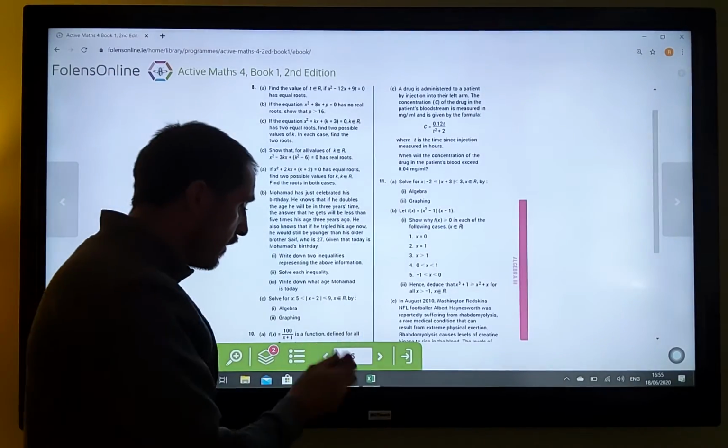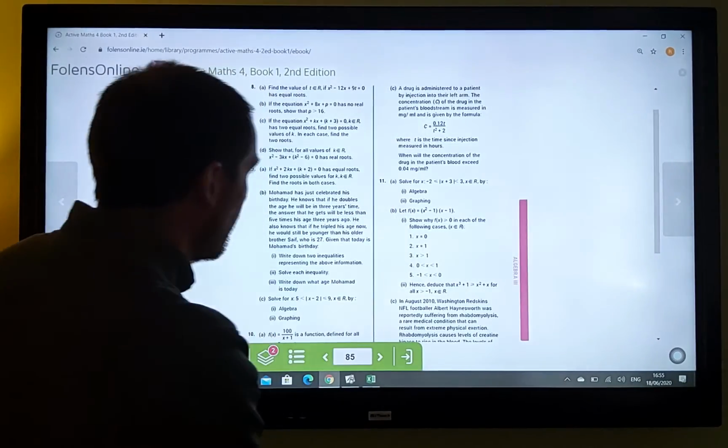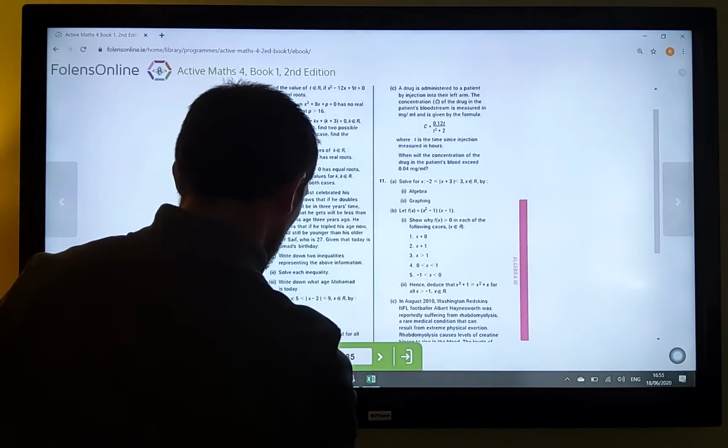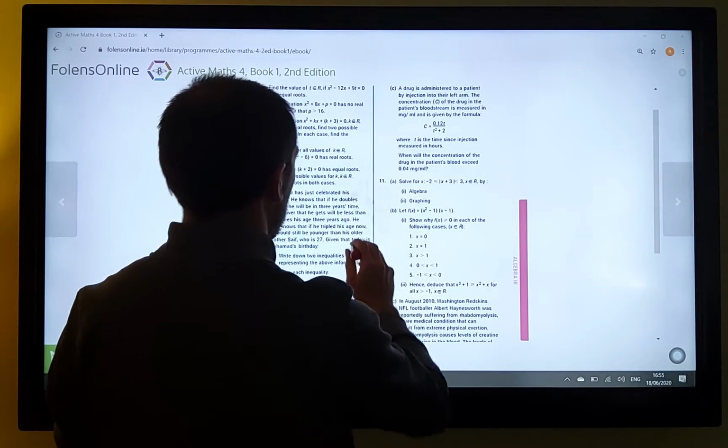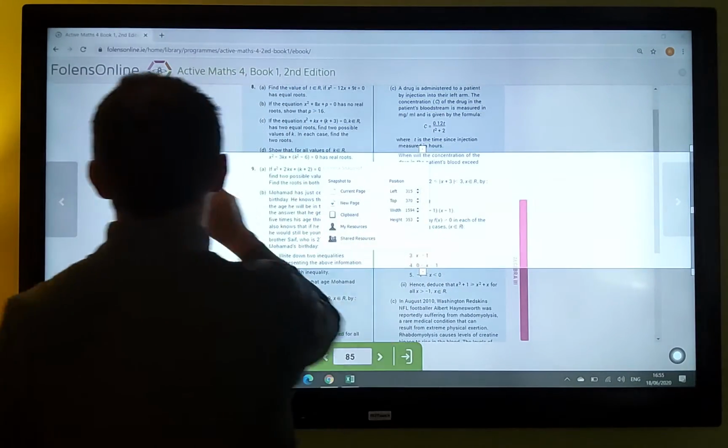Hi guys, I got a request for this question here, 11B. So I'm just going to take a copy of that and do it out for you, just to show you.